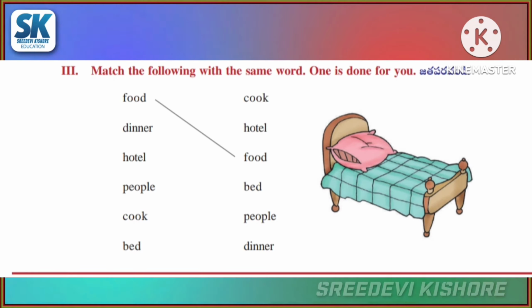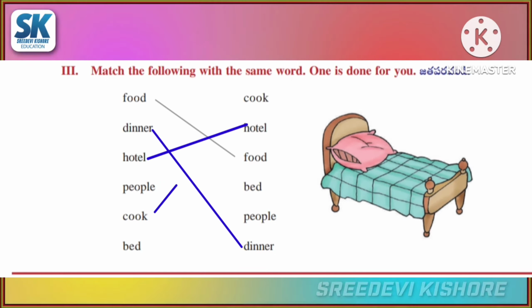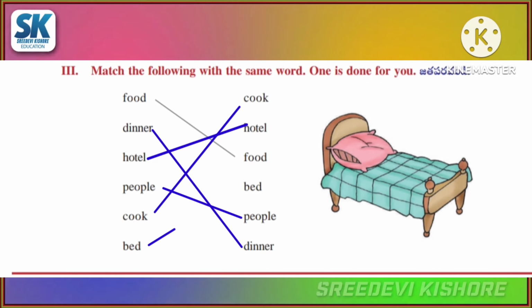Match the following with the same words. One is done for you. Food, food. Dinner, dinner. Hotel, hotel. Cook, cook. People, people. Bed, bed.